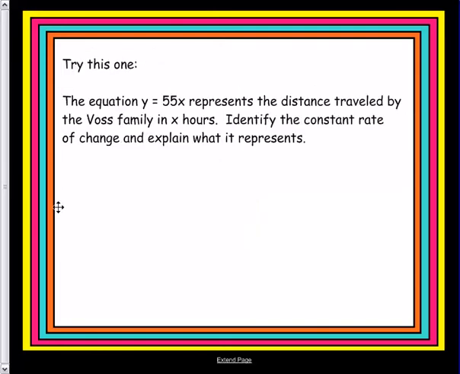So let's try this one. Identify the constant rate of change and explain what it represents. The equation is y equals 55x, and it represents the distance traveled by the Voss family in x hours. Okay, so if they're going 55x, what is the constant rate of change, and explain what it represents. Try this on your own and pause the video.